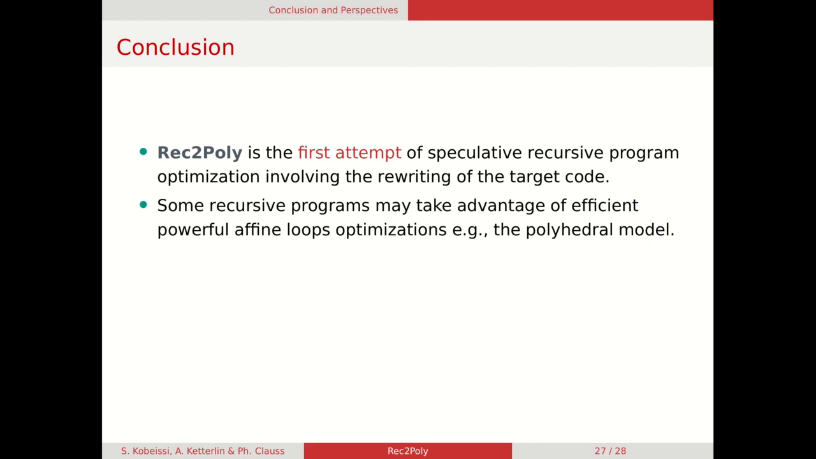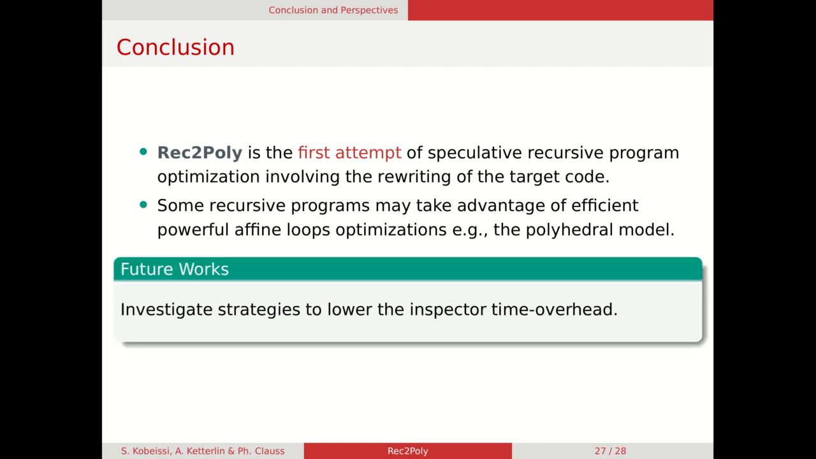We also show that some recursive programs may take advantage of efficient and powerful optimizations originally dedicated to affine loops only, such as the polyhedral model. As a future work, we would like to investigate strategies to optimize and parallelize more the inspector to lower its time overhead, because the final performance of the final generated code mostly relies on the performance of the inspector. So this way, we can even optimize more the final generated code.